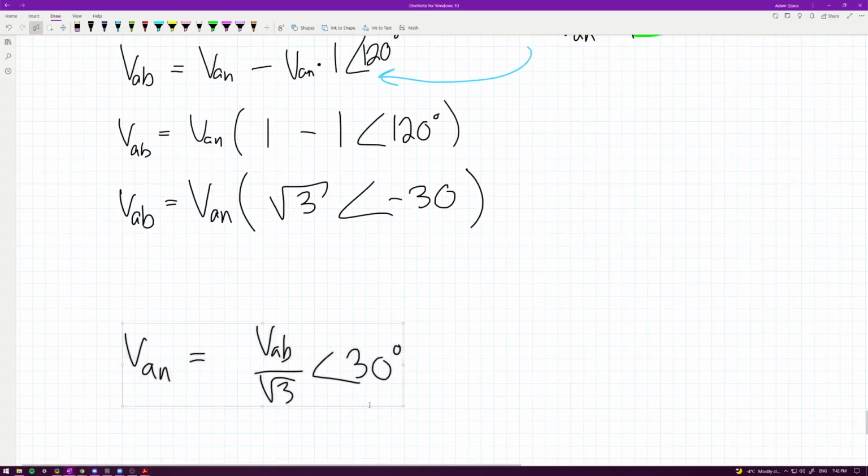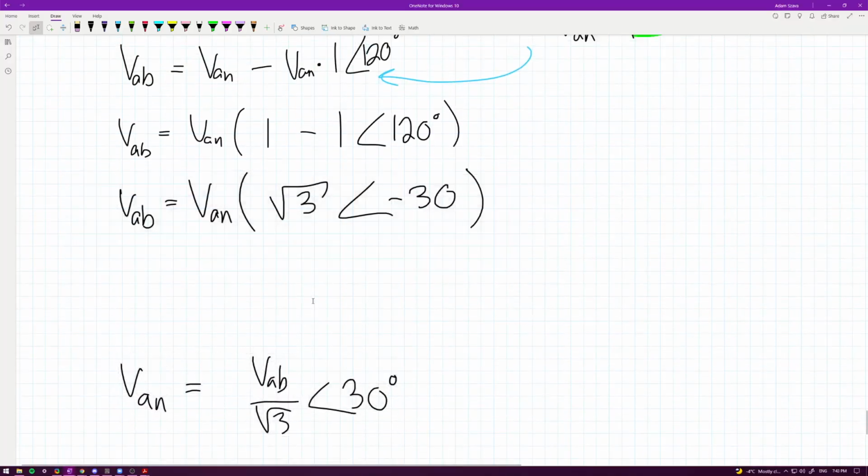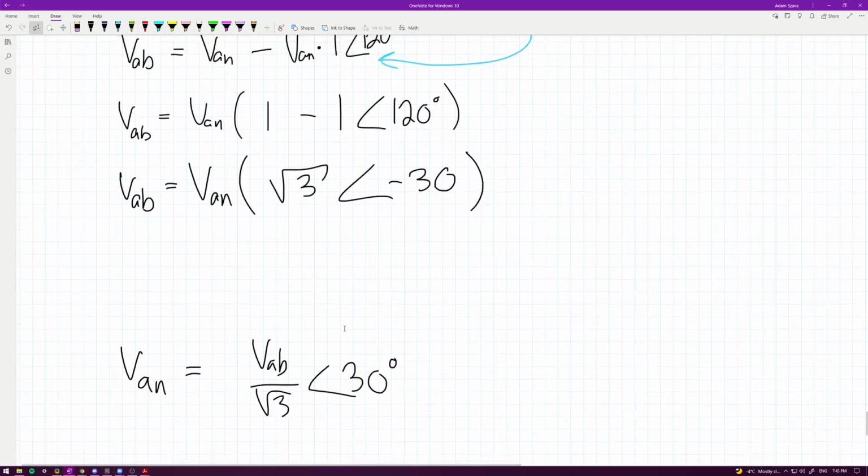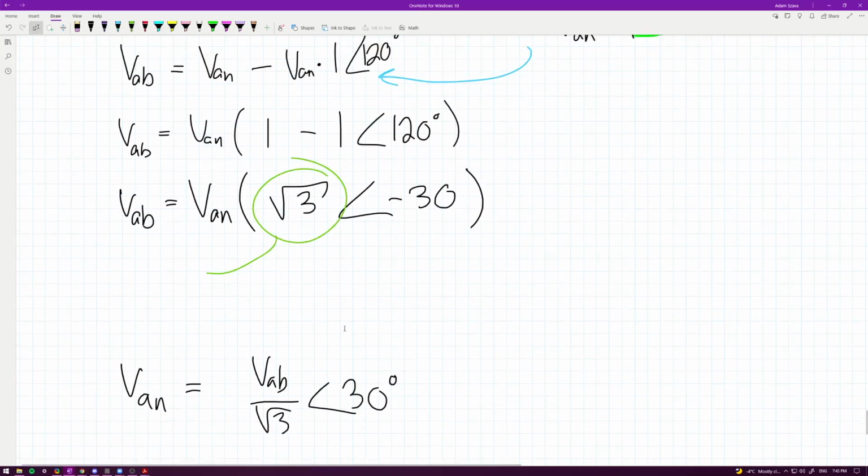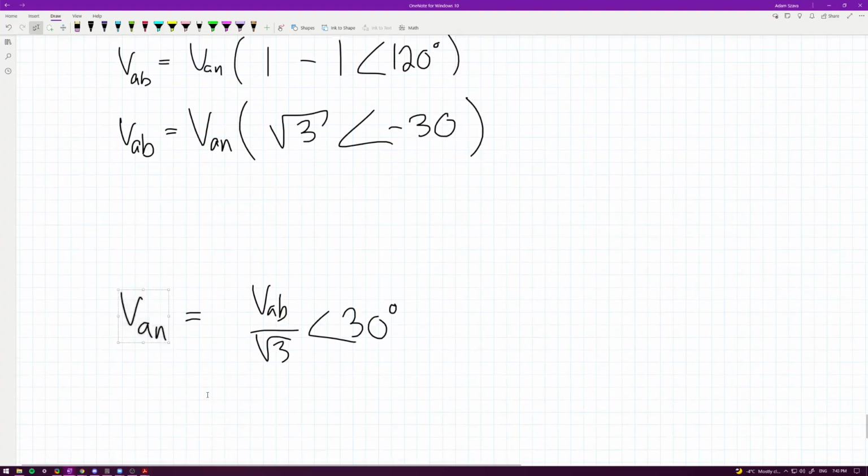From this equation, I want to solve for VAN. In order to solve for VAN, I need to move this complex number to the other side. The way I think about it is I'm moving this times root 3 to the bottom, and this minus 30 becomes a positive 30 when I move it over. That's not exactly correct, but if you just want to do it quickly, divide both sides by root 3, and this angle negative 30 just becomes an angle 30 over here. And so now we have an expression: VAN is equal to VAB over root 3 to an angle 30.